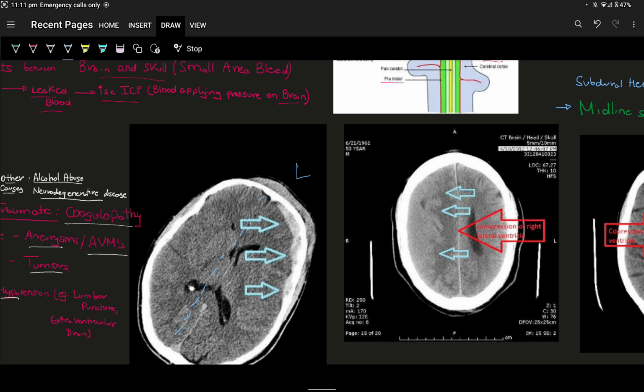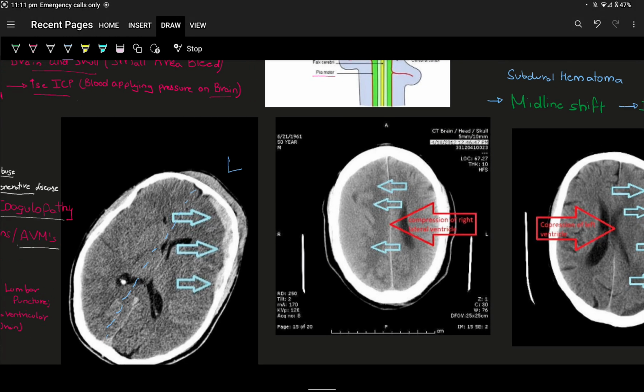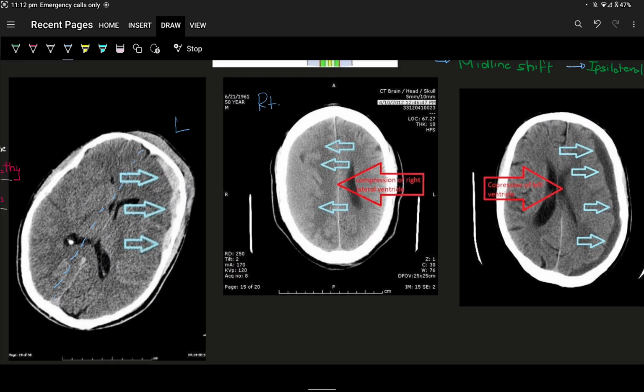Acute blood appears hyperdense, and there is high attenuation on CT due to clotted blood. Then we have subacute subdural hematoma, which is present on the second image. It is also an isodense collection, similar to the brain tissue over the right hemisphere. So there is indirect compression of the right lateral ventricle. So this will also cause the compression of the right lateral ventricle and shifting of the midline.